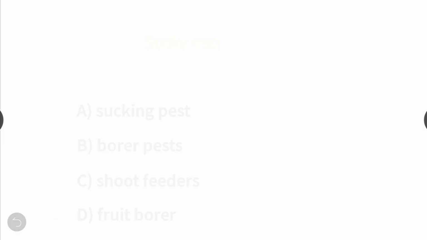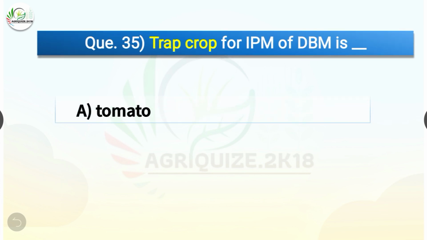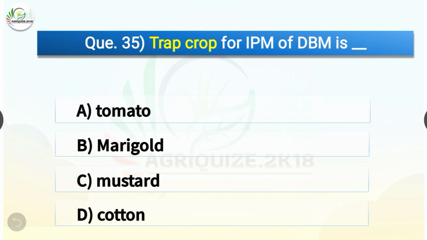Question number 35. Trap crop for IPM of DBM is dash. The options are tomato, marigold, mustard, cotton. The correct answer is option C, mustard. So trap crop for integrated pest management of diamondback moth is mustard.